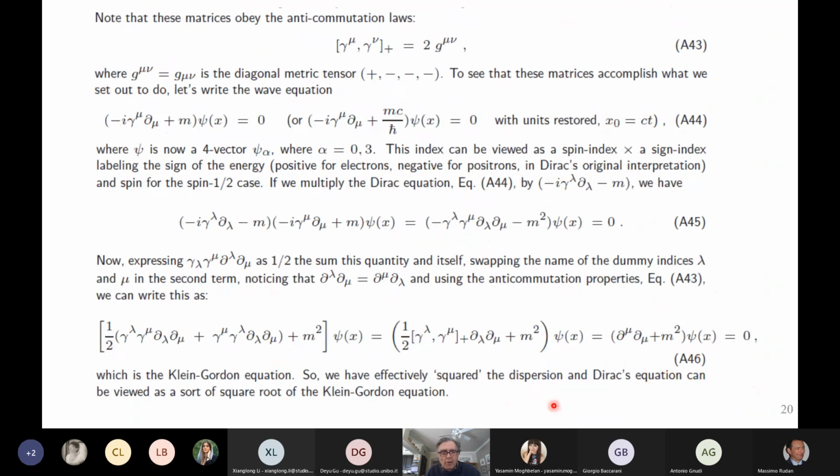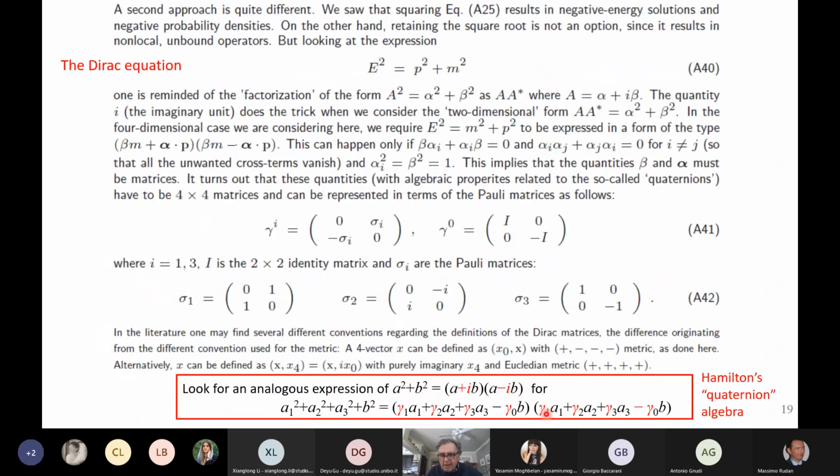Did I write it correctly somewhere else? No. I think I had the wrong version of the slides. Anyway, in order to factor it in some form like this, it should be minus i gamma 1, minus i gamma 2, minus i gamma 3. And there should be an i multiplying this thing.